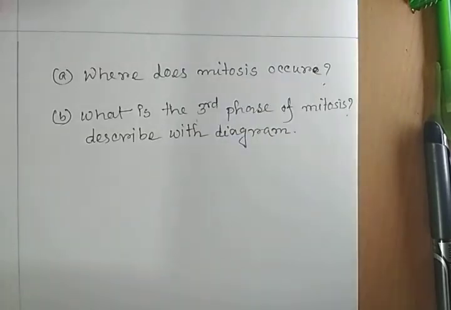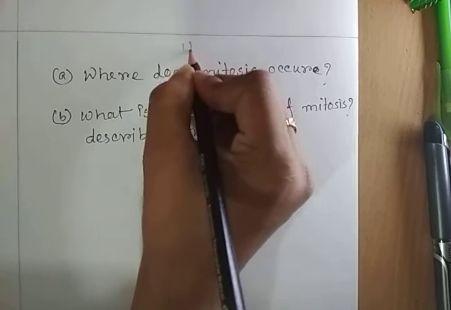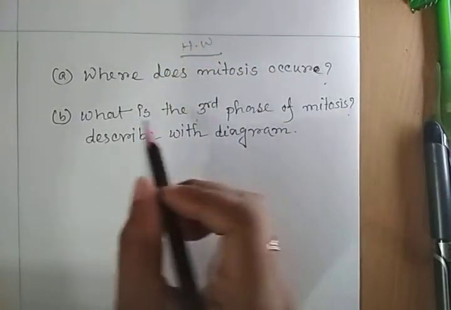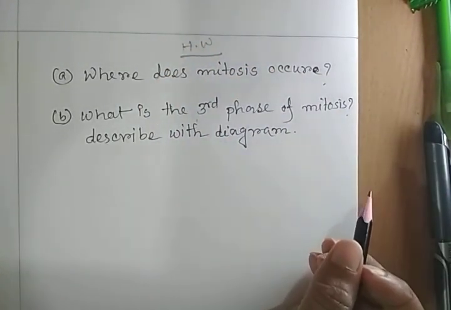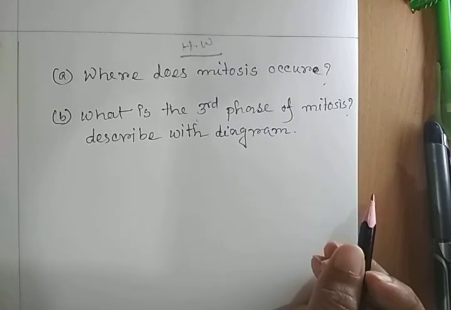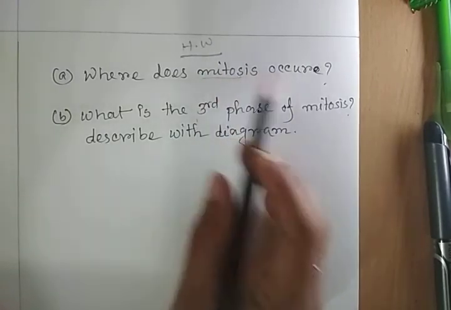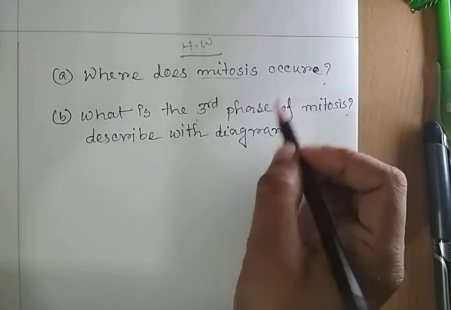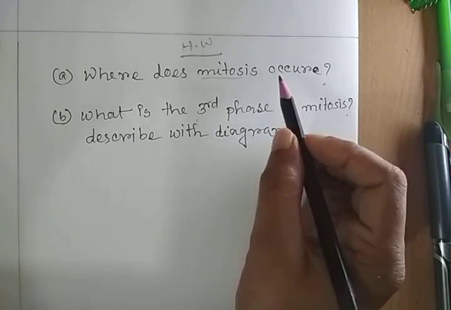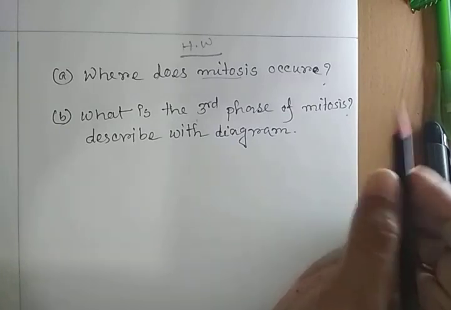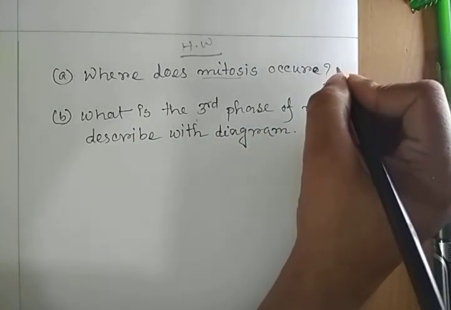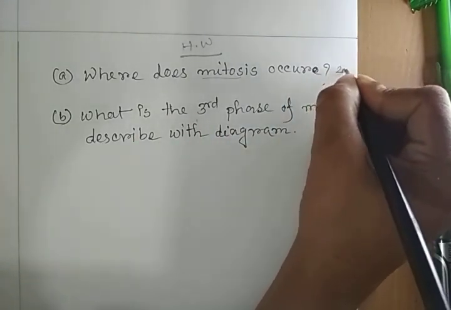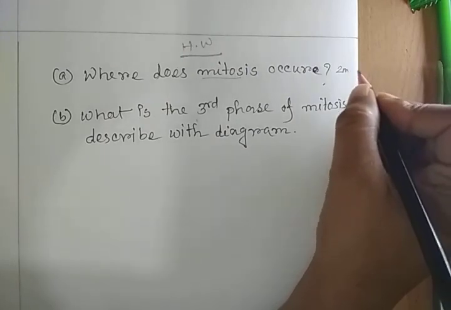Finally, here are two questions for you. Number 1, where does mitosis occur? That means where mitosis takes place. This is a knowledge-based question, and application and explanation-based questions of this type come for 2 marks in your creative question.